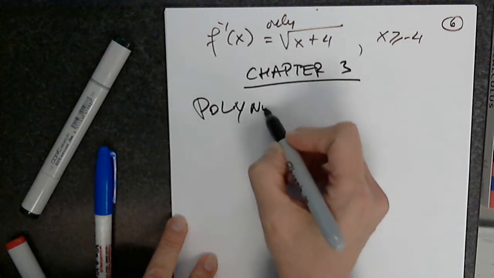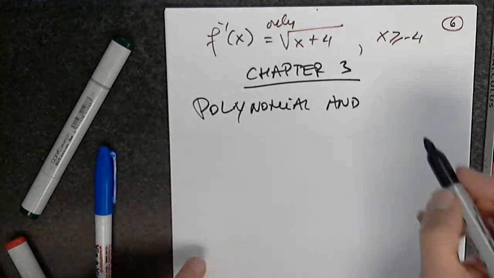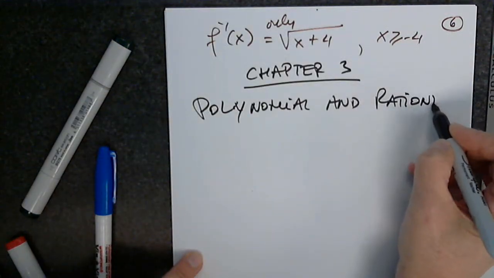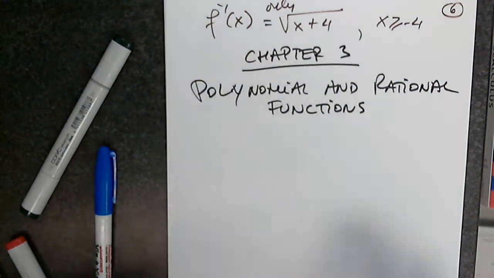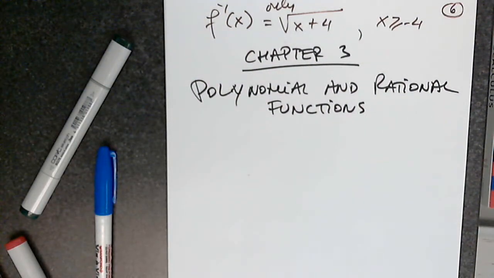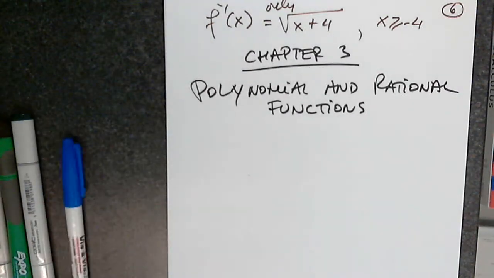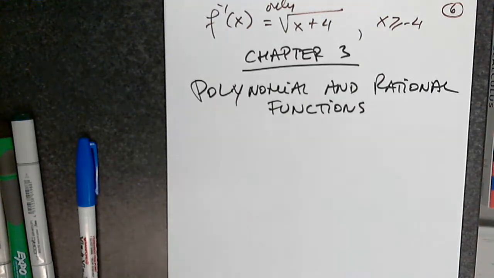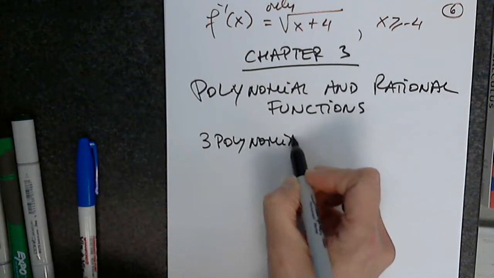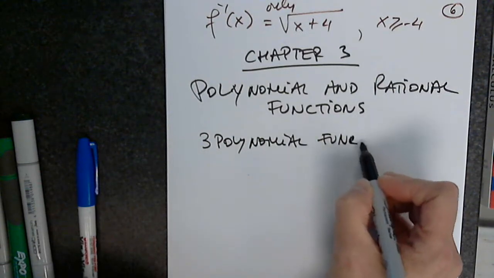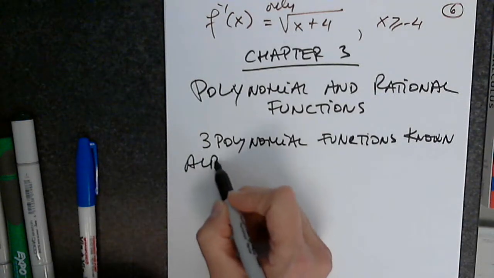Okay, chapter 3. Polynomial and rational functions. We do know 3 polynomial functions. I need a list from someone. We already know 3 polynomial functions, known already.